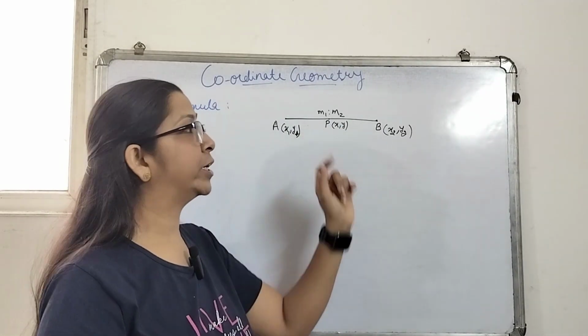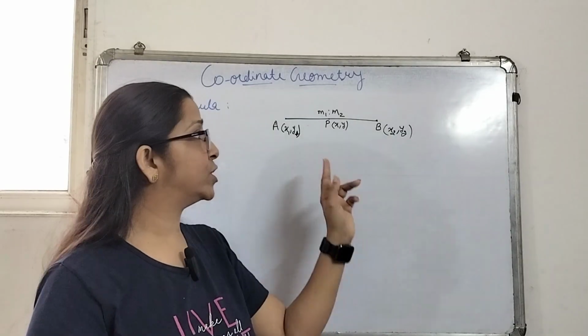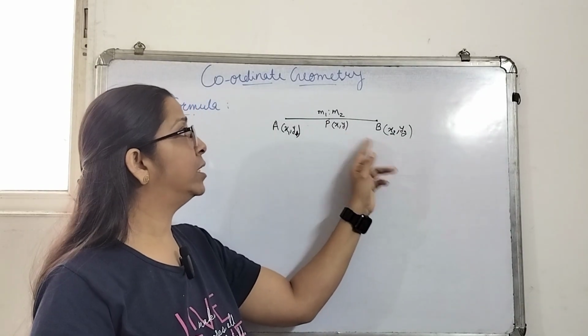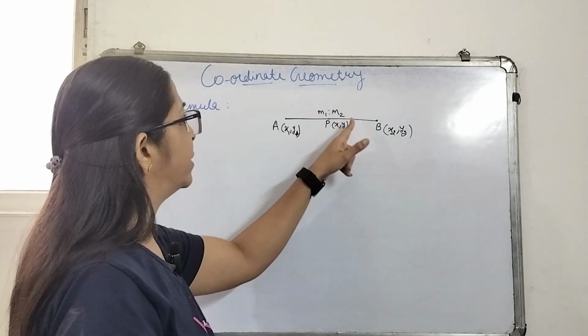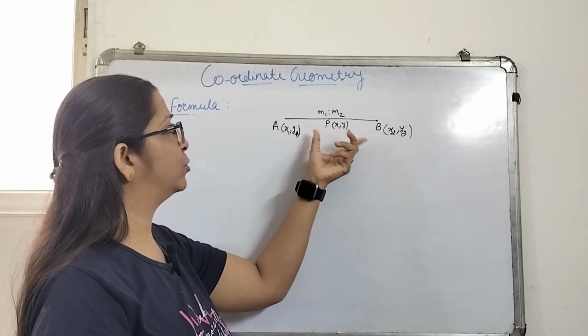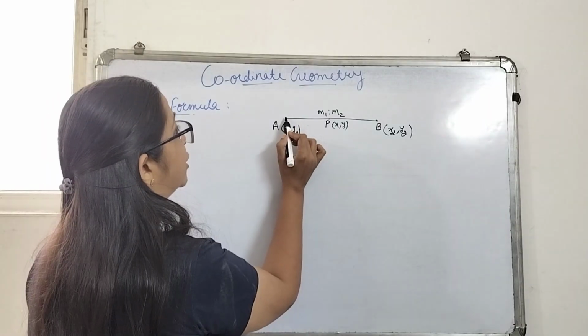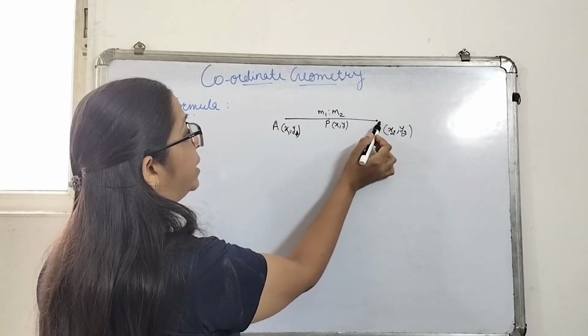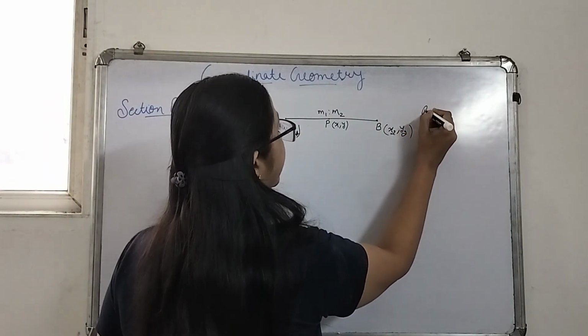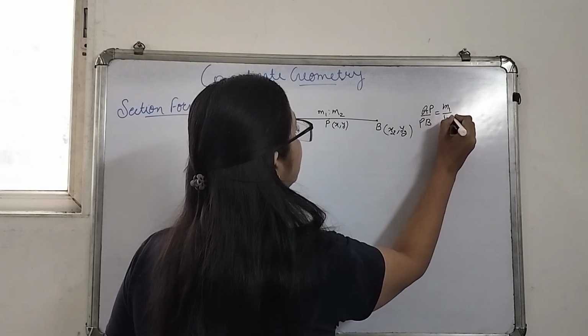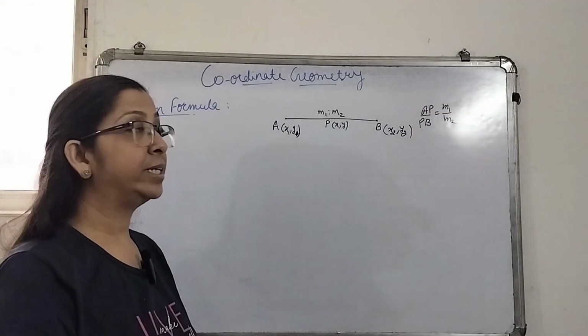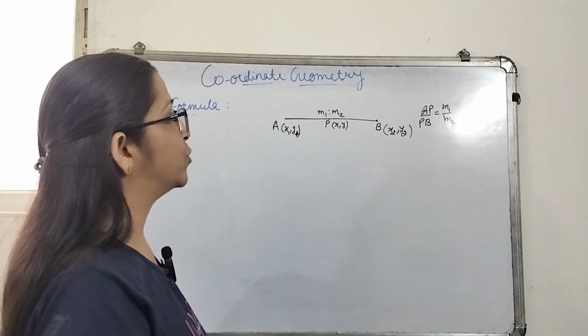We can find the coordinates of this point P, which is dividing the line segment AB in the ratio m1 is to m2. What is the meaning of m1 is to m2? It simply means the length of AP to PB. That is, AP upon PB is equivalent to m1 is to m2. Right? Now, what will be the values of x and y?